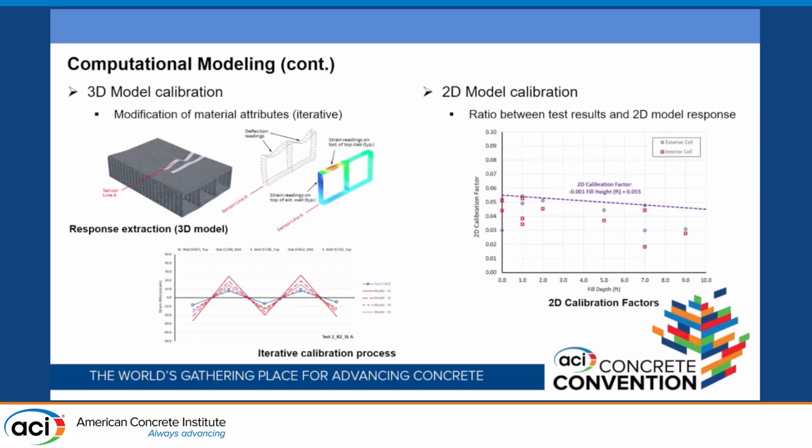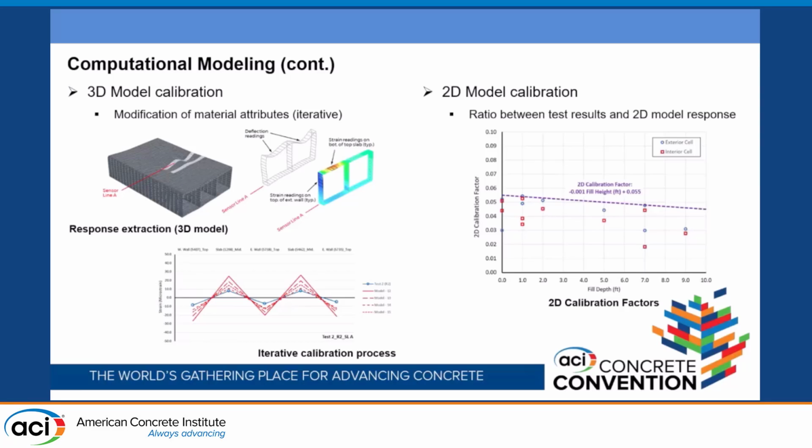We could have used the 3D models at this point to do the load rating, but that's not the common practice. That's number 1. Number 2, it was very challenging to create these models and to do the post-processing. And number 3, we only had the test results for 10 culverts. We wanted to leverage the knowledge that we gained from the test and apply it to the rest of the 30, and we wanted to use 2D models.